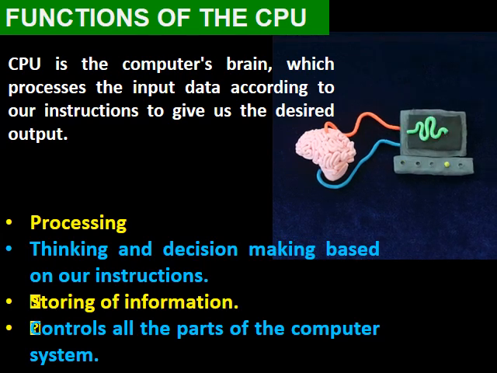Functions of the CPU. CPU is the computer's brain which processes the input data according to our instructions to give us the desired output. First, processing. Second, thinking and decision making based on our instructions. Third, storing of information. And fourth, controls all the parts of the computer system.